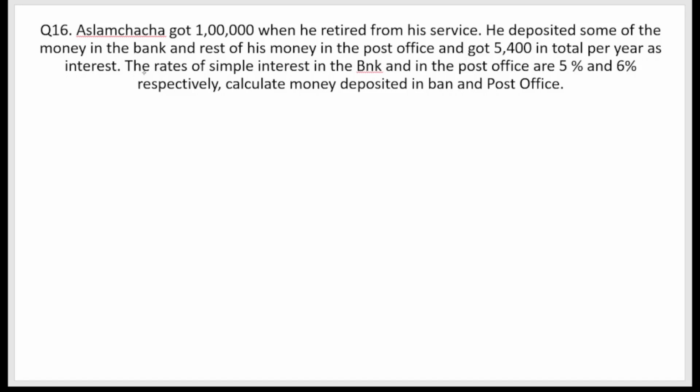Question number 16. Aslam Chacha got 1 lakh rupees when he retired from his service. He deposited some of the money in the bank and the rest of his money in the post office and got 5,400 in total per year as interest. The rates of simple interest in the bank and in the post office are 5% and 6% respectively. Calculate the money deposited in the bank and the post office.